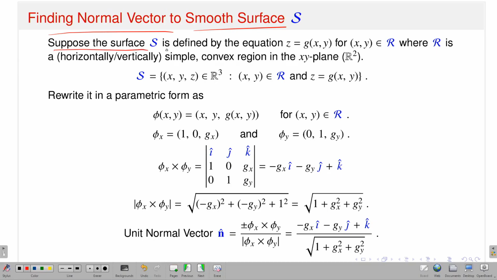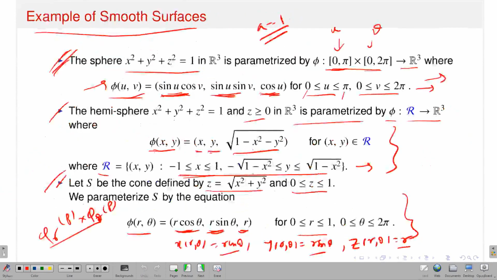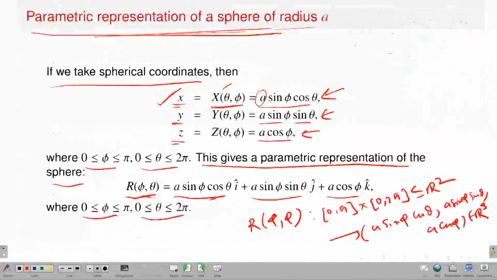So, suppose the surface S is defined by an equation, that means the explicit representation of my surface. That means I have a nice function small g such that z is equal to g of x, y, where x, y run over R, and R is a horizontally or vertically simple convex region in the xy plane, R2. So, what is my surface in this case? My surface is nothing but the set of x, y, z in R3, where x, y run over R, and z is equal to g of x, y. That is the explicit representation. If you remember, I already discussed the explicit form.